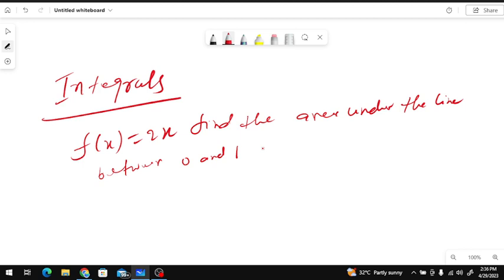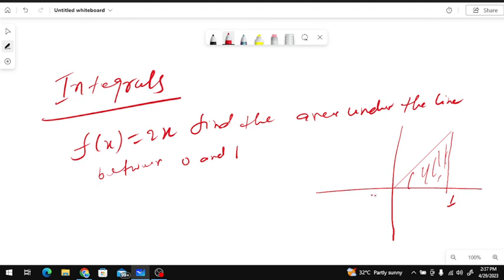So let's calculate this area. Suppose you have this type of diagram, and it looks like this, and this is the shaded area. How do we calculate the area of this portion? I am finding the area bounded between the line and the x-axis, in the range 0 to 1.